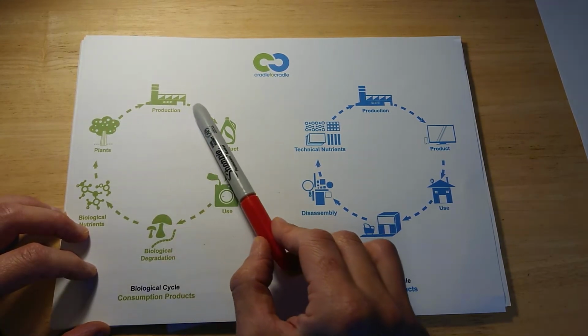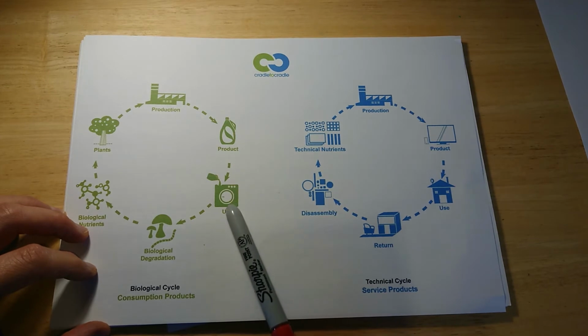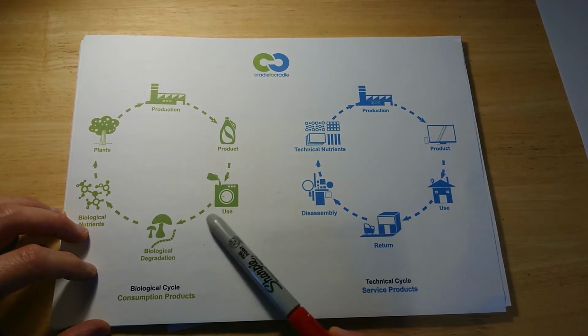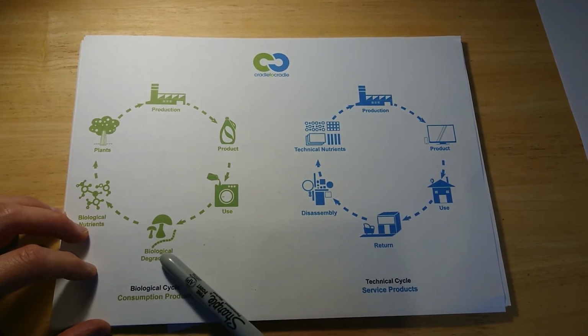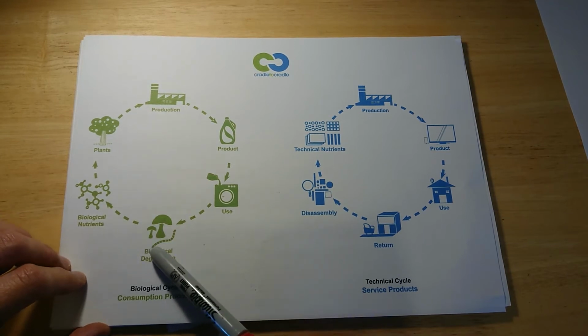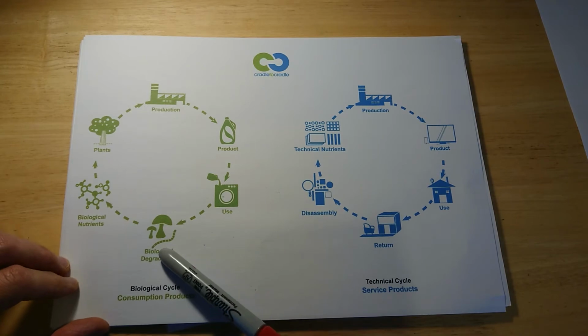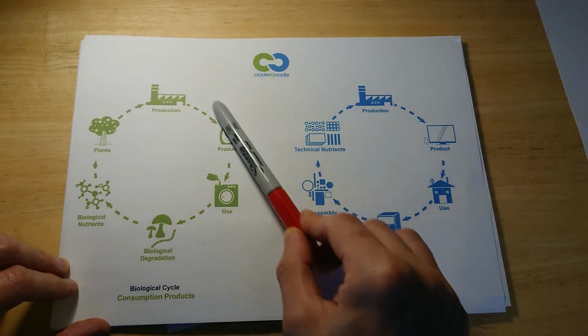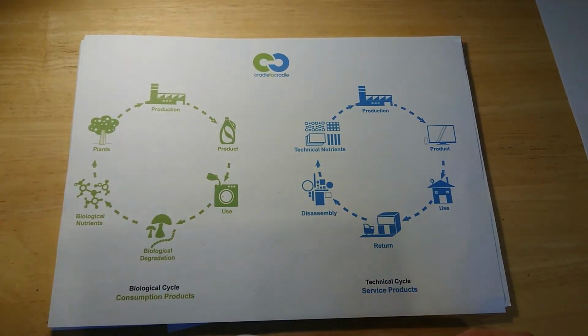We can grow it, we can produce it, we can have our product, we can use it. And at the end of its use, maybe it gets biodegraded, and that biodegrading gets nutrients back into the earth, and then from that we can grow more. So it goes around. So it's a different type of cycle.